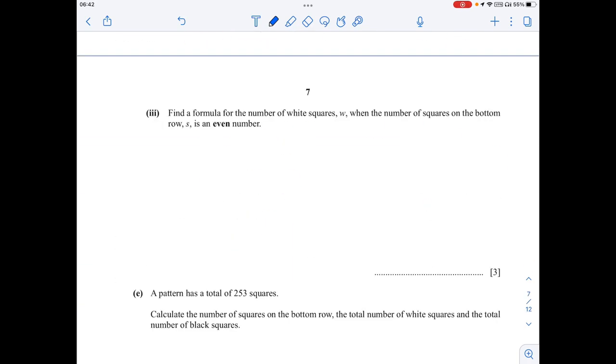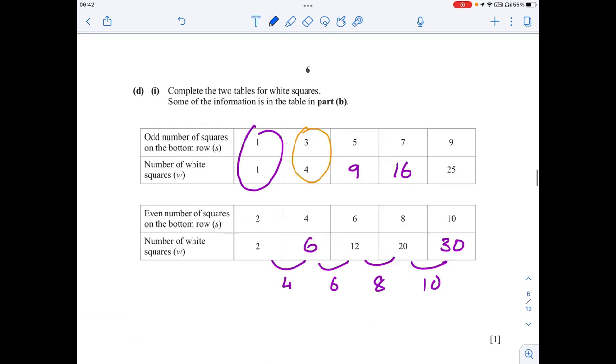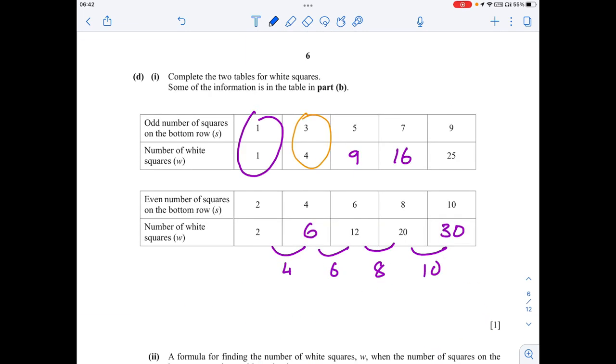Find a formula for the number of white squares when the squares on the bottom row is an even number. So even number. What you have to do is relate 2 to 4, 4 to 6, this one.